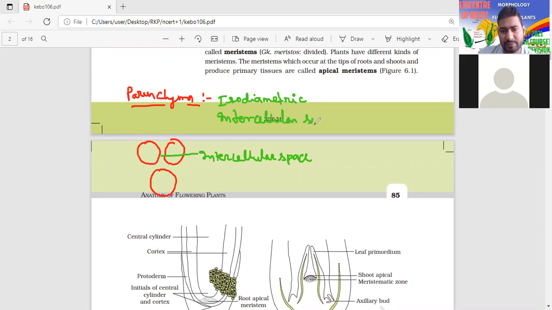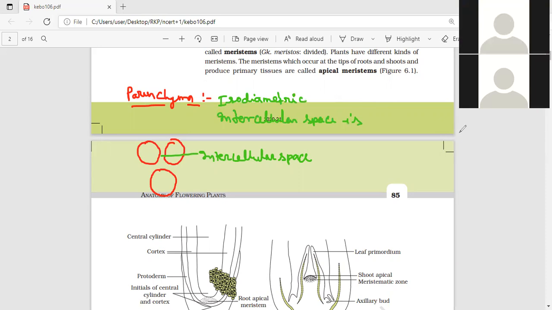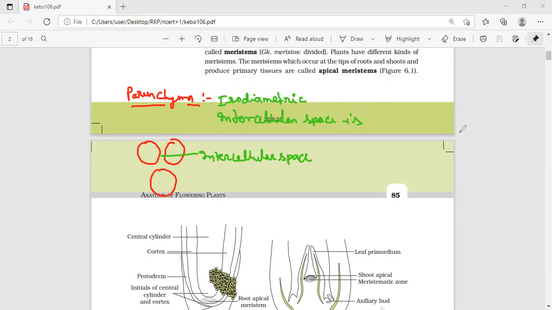Intercellular space is present. Anyone, can you tell why intercellular space is present? What is the reason why intercellular spaces are present? Anyone? Anyone, can you tell why they have the intercellular space?